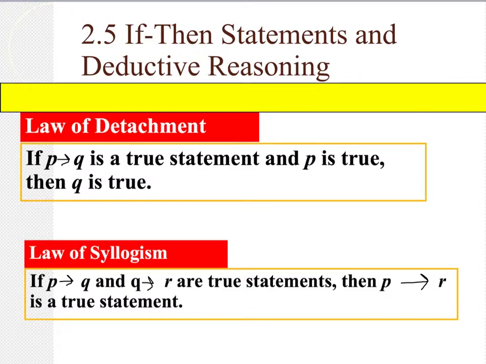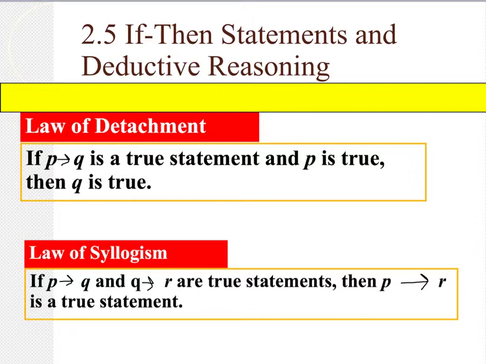Okay, so here are the two laws of logic. It's called the law of detachment and the law of syllogism. If you please write this down, I'll talk about them in just a second. All right, so the law of detachment: if P then Q is a true statement and P is true, then Q is true. So if P is true, then Q has to be true. That needs to happen. In order for Q to be true, P has to be true.